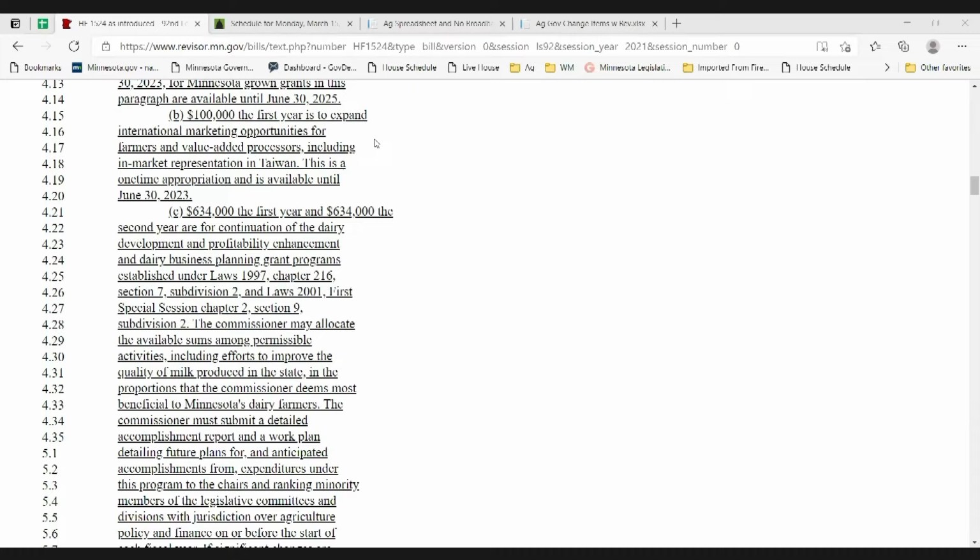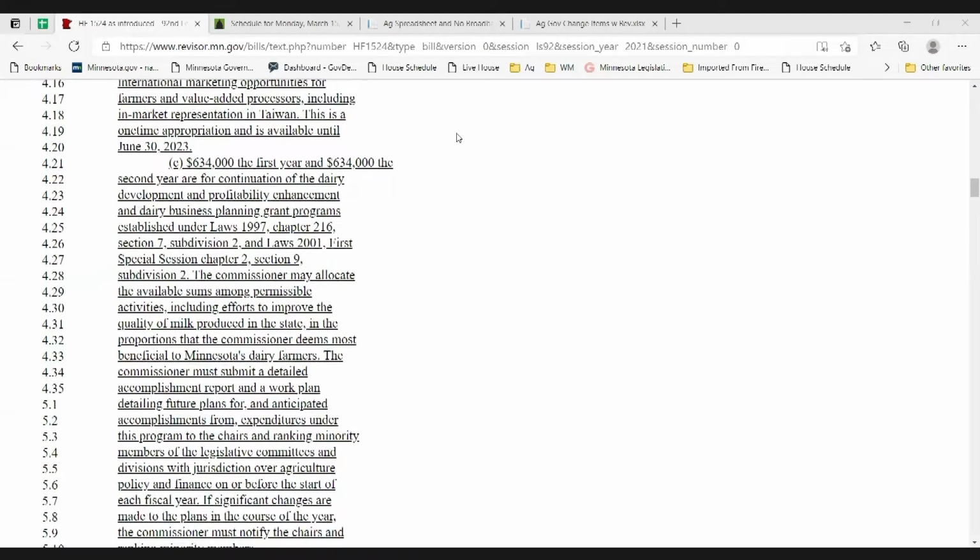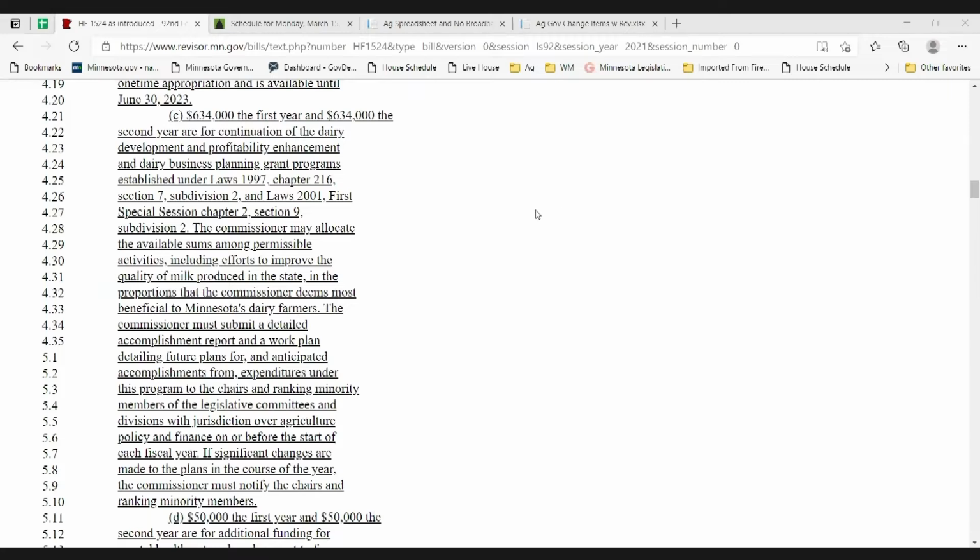The 2019 budget bill provided an extra $100,000 per year for domestic and international marketing, and that's been rolled into the base, and that rider is not in this bill, but it is still part of the governor's base budget for the department. This $100,000 would be an additional amount above and beyond what's provided under the base currently. And paragraph C is a base rider, money for dairy development and profitability.